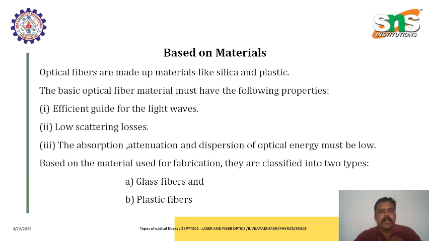The first one we discuss is based on material. Optical fibers are made of materials like silica or plastics, because optical fiber is made of an insulating material. The basic optical fiber material should have the following properties: an efficient guide for light waves, low scattering losses, and low absorption, attenuation and dispersion of optical energy. So it is classified into two types: glass and plastic.